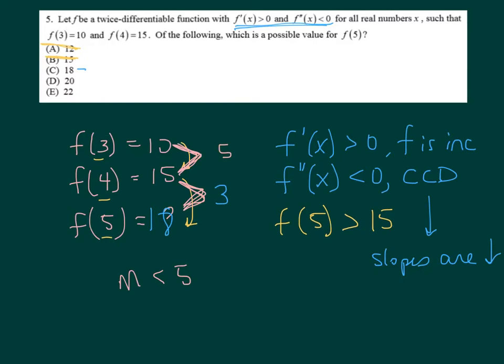Anyways, the last option is 22. And so if f of 5 was 22, then obviously my slope here would have been 7, which would be bigger than 5. And so the best choice is that your f of 5 would be 18. Okay, if you need to go back through so you can hear and understand that again, please do. This is, like I said, a pretty popular question, and it's very theoretical. It's very much testing your understanding of your first and your second derivative and how that affects the original graph.